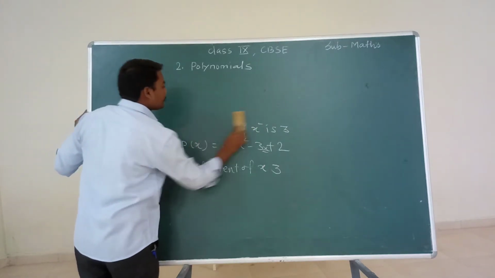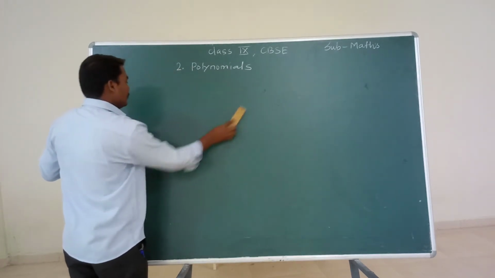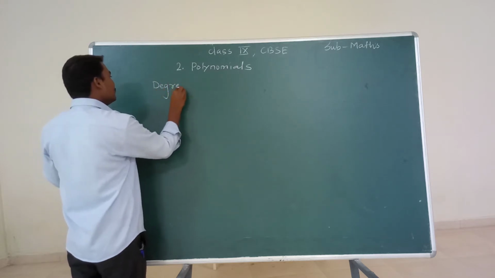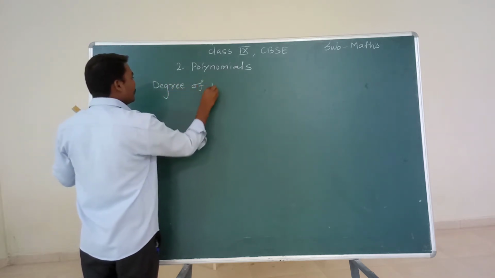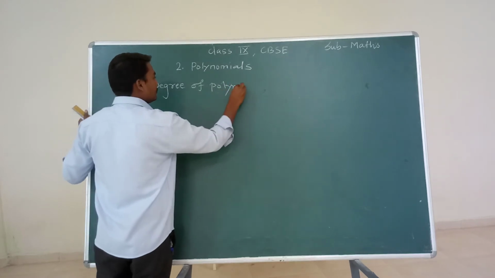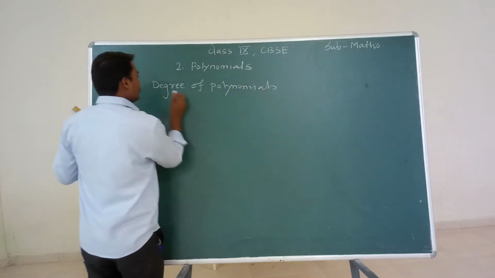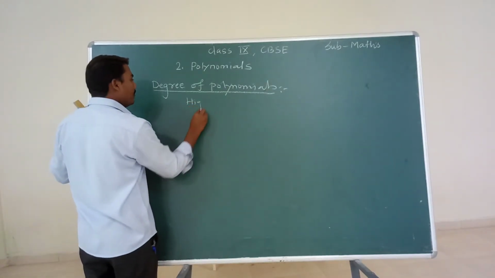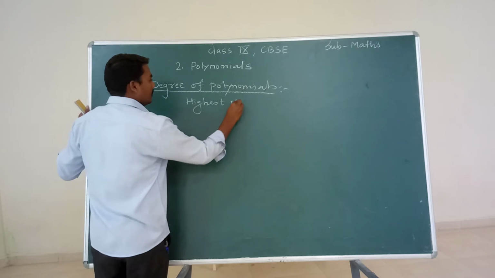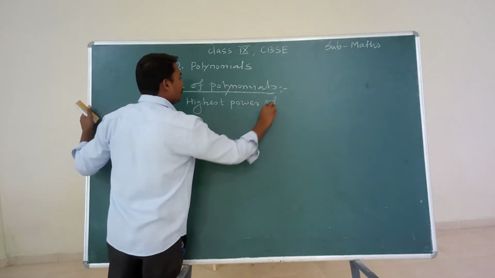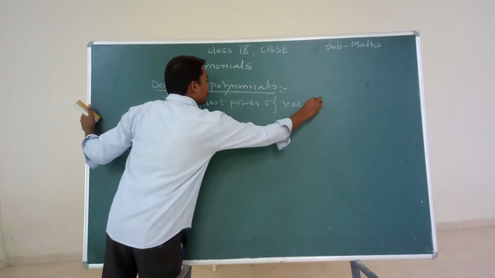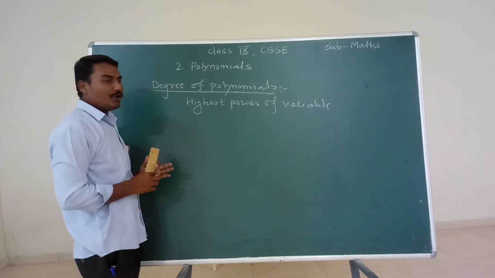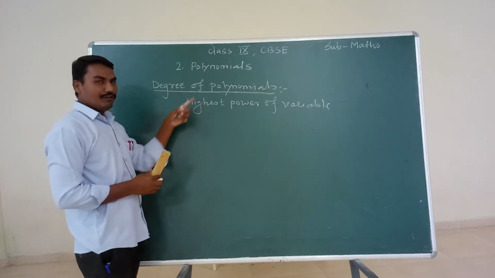Now next we have to see the degree of polynomial. The degree of polynomial means the highest power of variable. Highest power of variable in a given polynomial is nothing but the degree of polynomial.